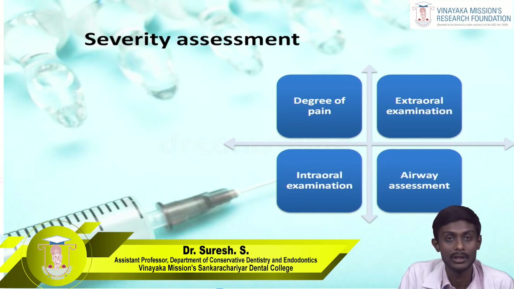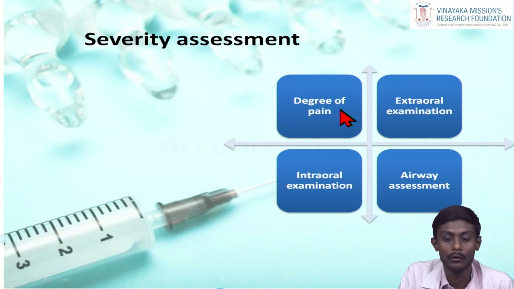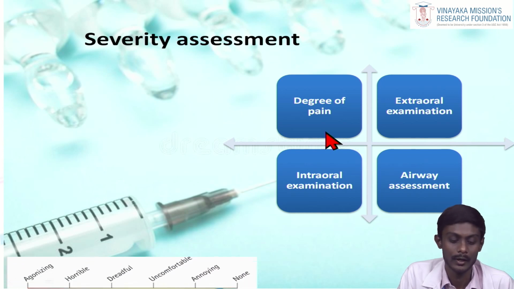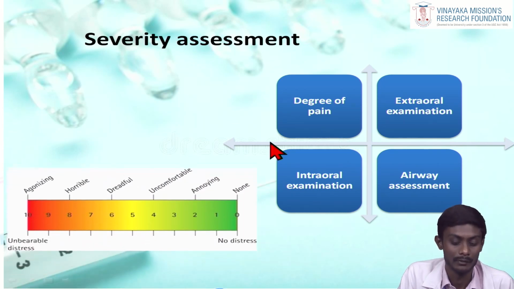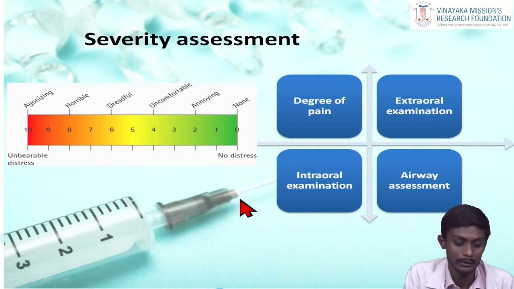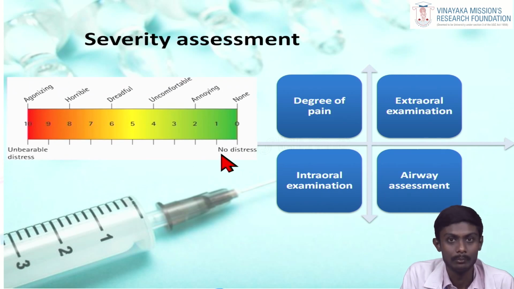So the severity assessment starts with degree of pain, followed by the extraoral examination, followed by the intraoral examination, and finally the airway assessment. The degree of pain is calculated with the help of the pain scale, which ranges from 0 to 10. The 0 is no distress or symptoms, and the 10 is unbearable distress.